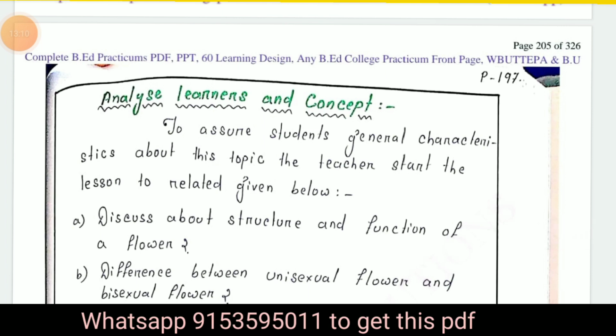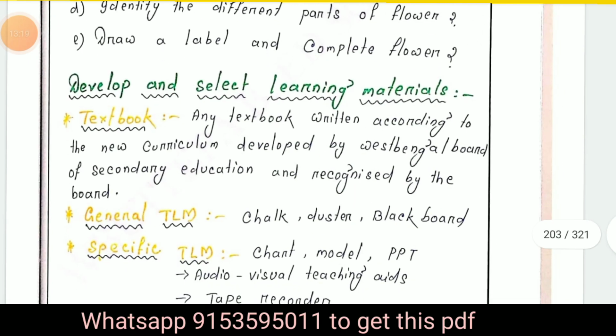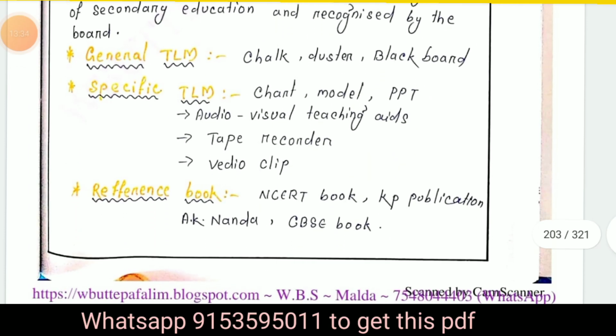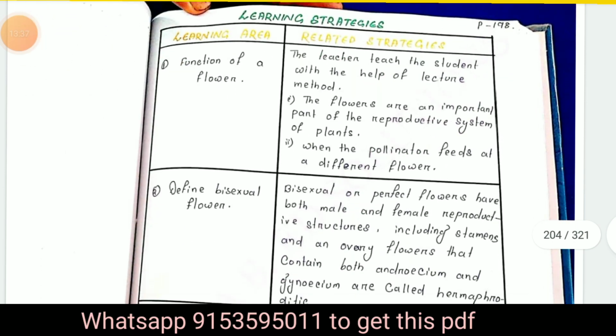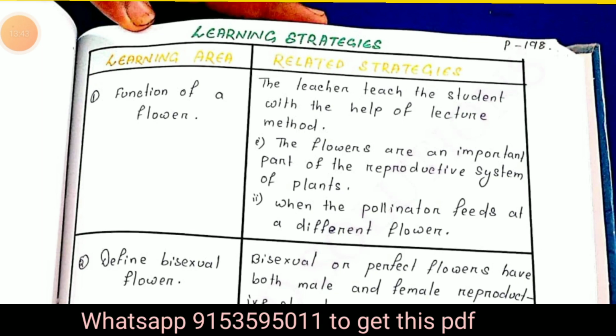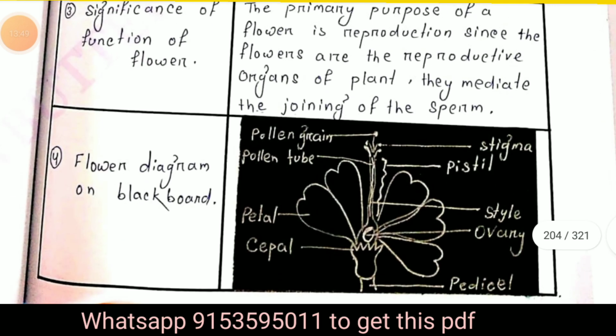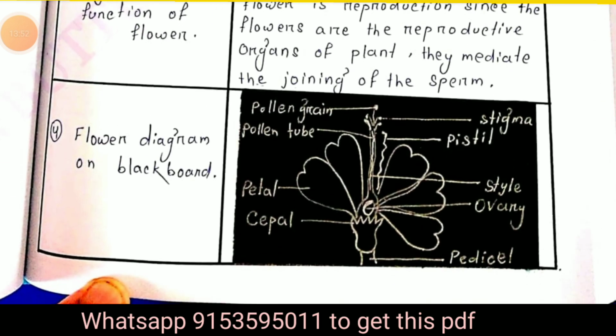Analyze learners and concept. To assure student general characteristics are as follows. Develop and select learning material: textbook, general TLM, reference book. Learning strategies, learning area related strategies. There are two types. Function of a flower, defined by sexual flower. Significance of the function of flower. Flower diagram on a blackboard. Black art paper.